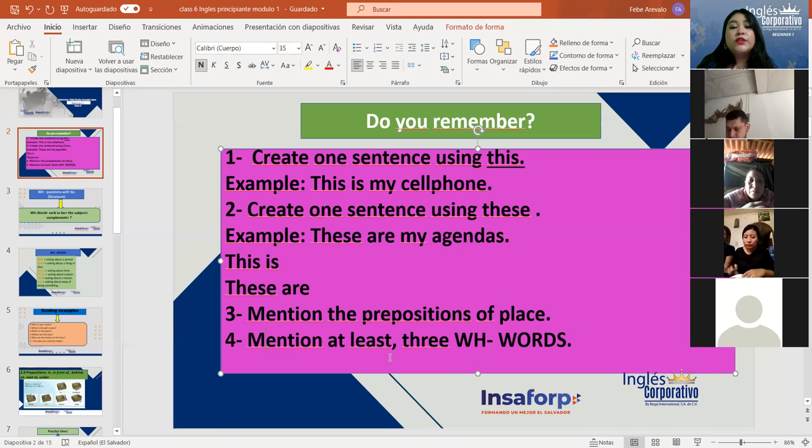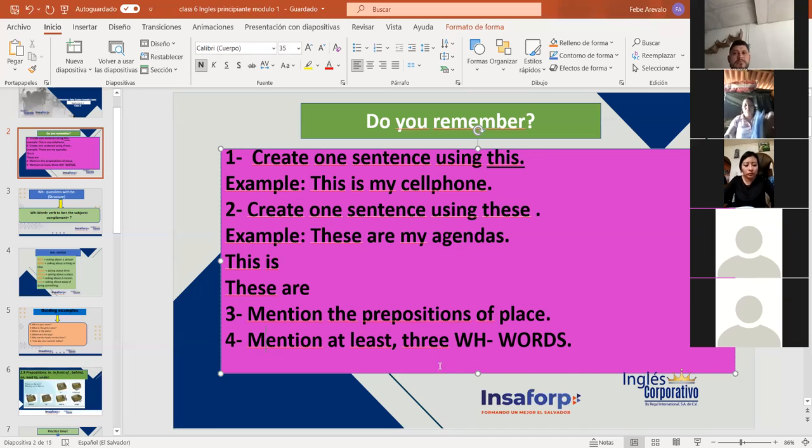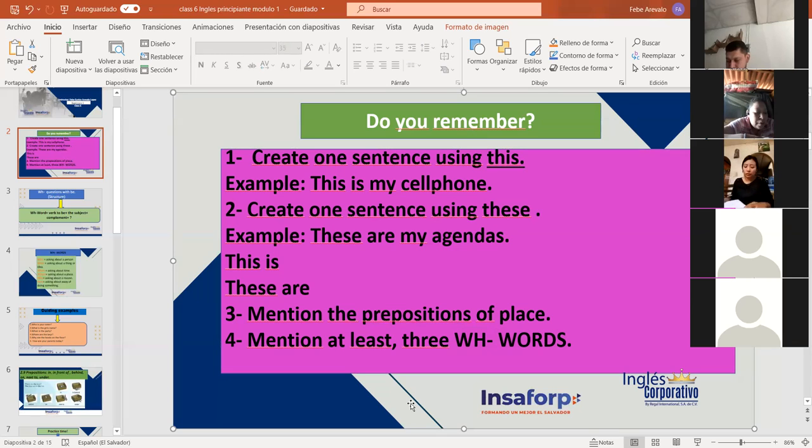Mention at least three double H words. A cada uno le voy a ir preguntando y no hay problema con que se repitan. Let's see, René Girón, tell me three double H words. What, where, when. Excellent, that's correct. Mayra, tell me three double H words. What, who, how, when, where. Very good, thank you. Alba Torres, tell me three double H words. When, where, how. Excellent, that's correct.